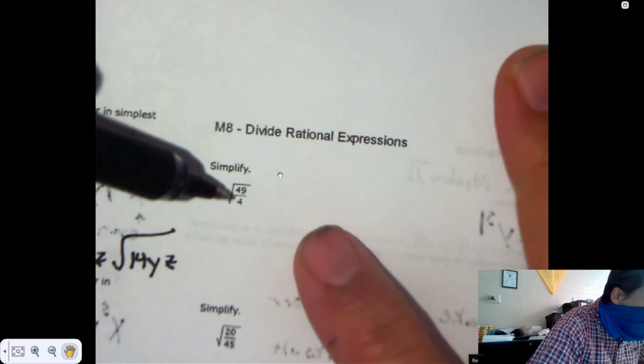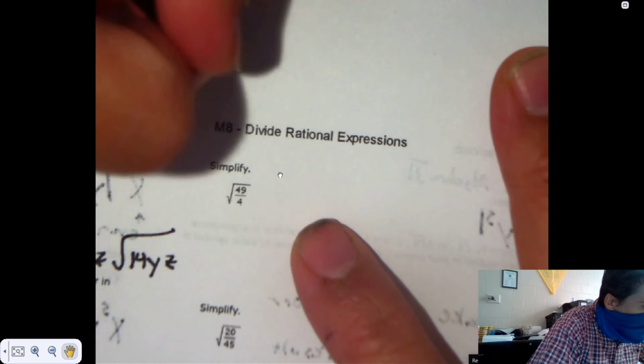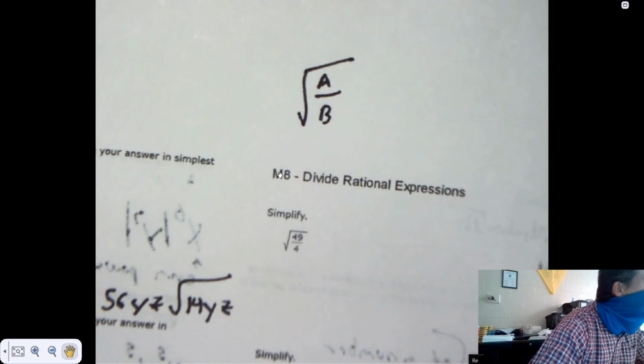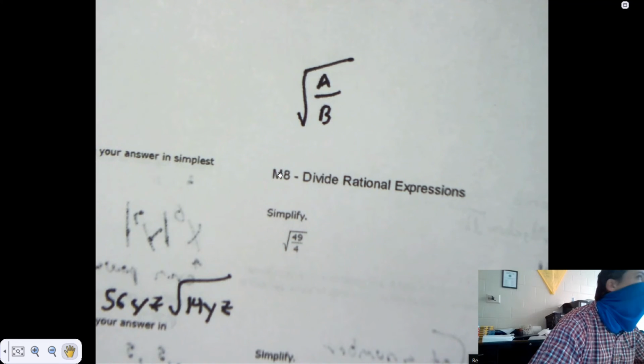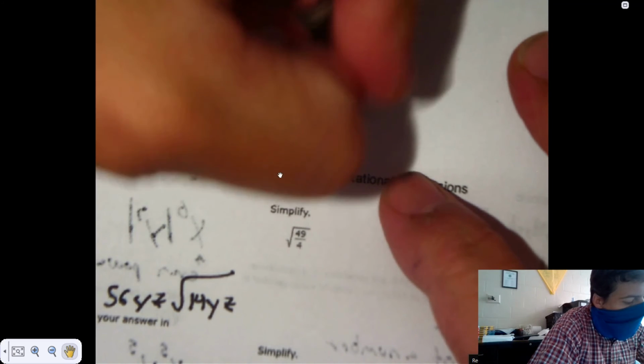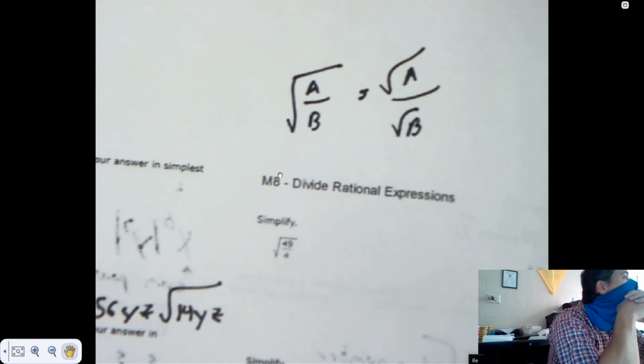Radical simplification relies on this property right here. The square root of a over b can be rewritten, and I made you memorize this no matter what year you took me. How can you rewrite the root of a over b? Actually, I may not have made you memorize this one. Probably should have. How can you write the root of a over b? Yeah, you just break it apart. It's just a break apart rule. That's all it is.